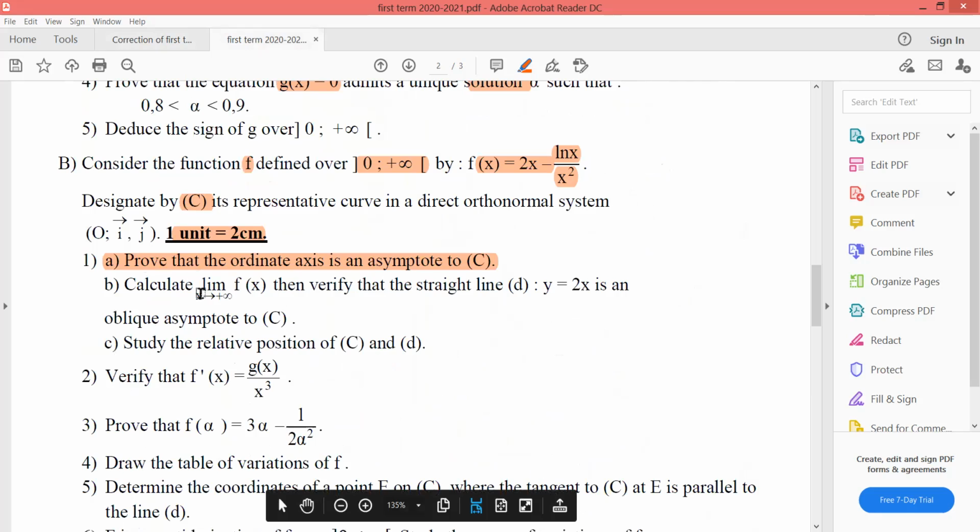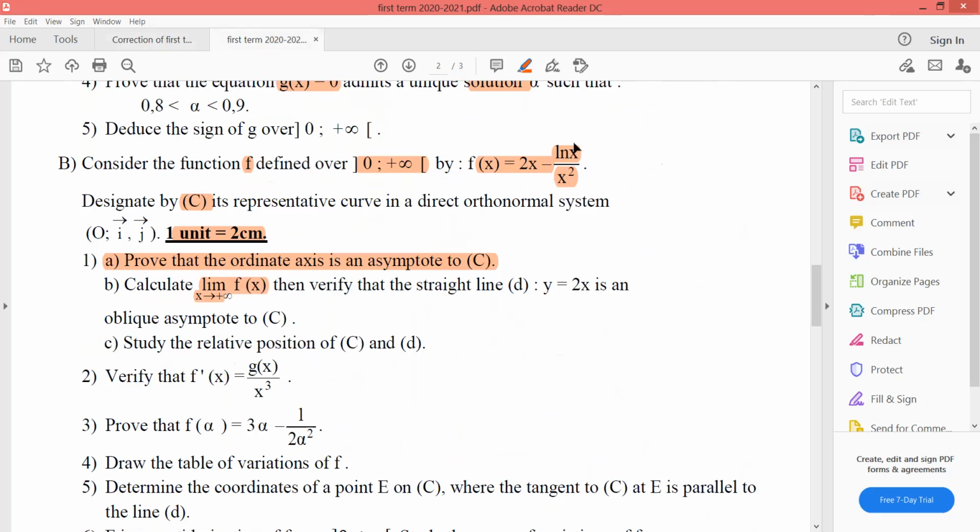Now, calculate limit as x tends to plus infinity of f(x). We are going to calculate limit as x tends to plus infinity. We have, if we replace x by infinity, we get infinity minus infinity over infinity.